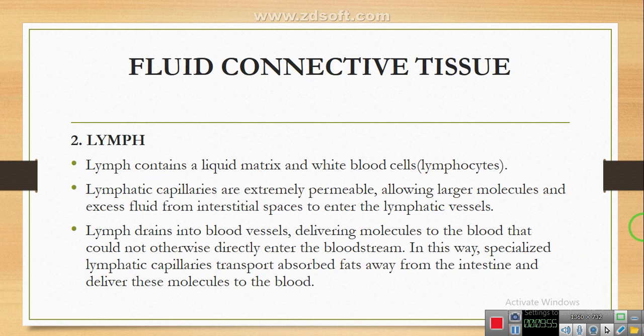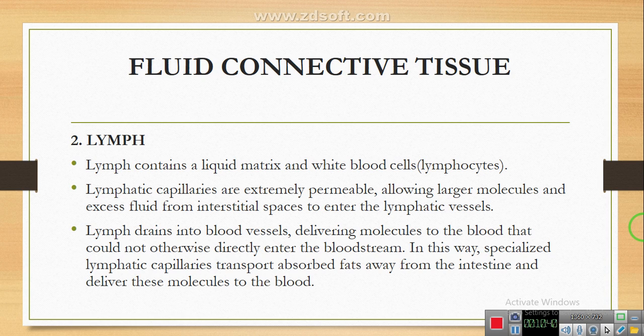The second type of the fluid connective tissue is lymph. Lymph contains the liquid extracellular matrix and the white blood cells, which are also known as the lymphocytes. Actually, the lymphatic capillaries are extremely permeable to the large molecules, which allows the large molecules from the interstitial spaces to enter the lymphatic vessels due to the extreme permeability of the lymphatic capillaries.